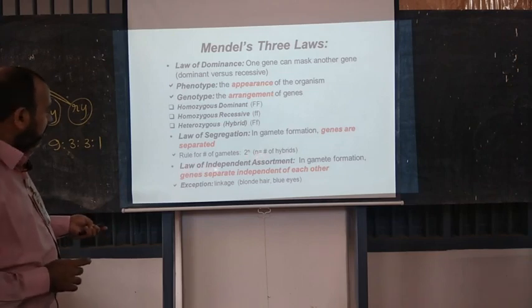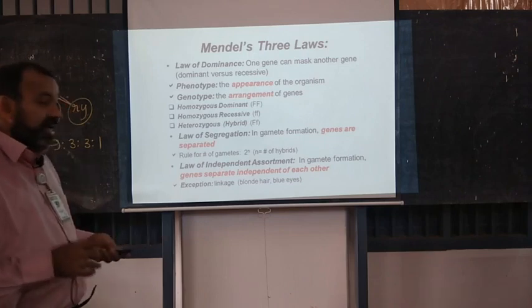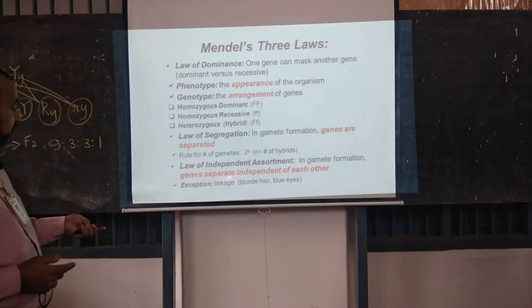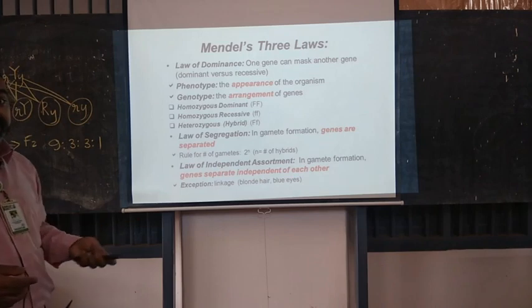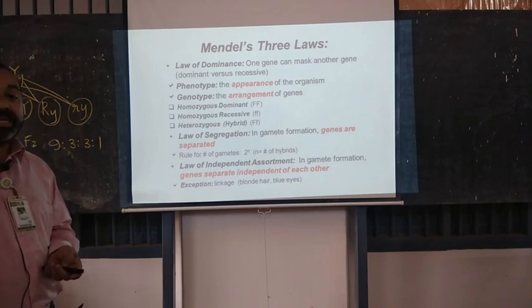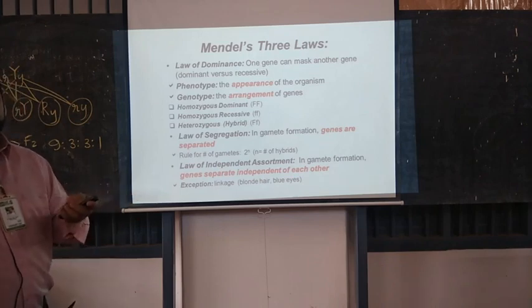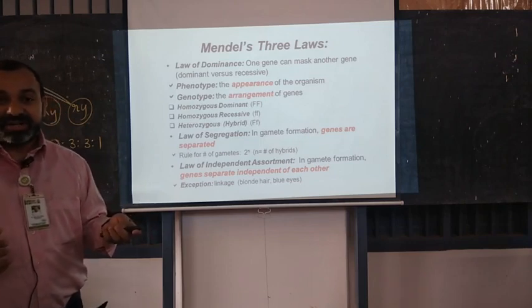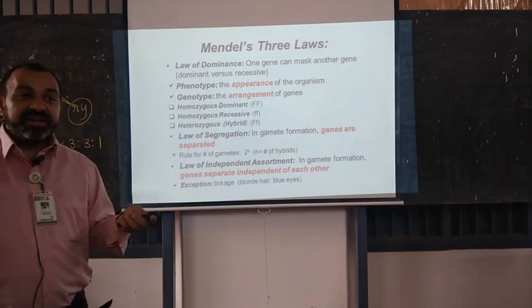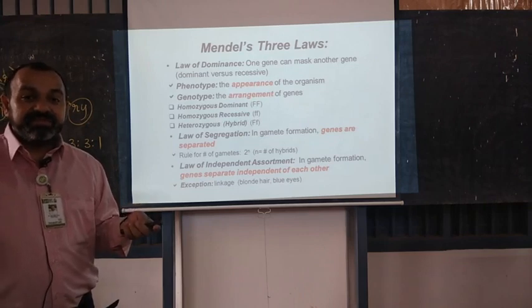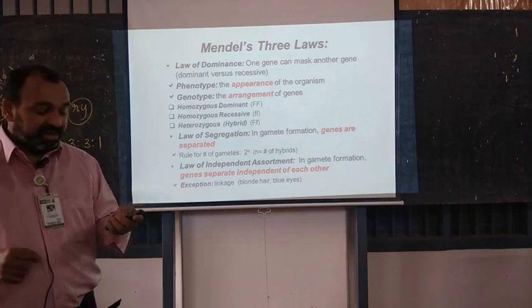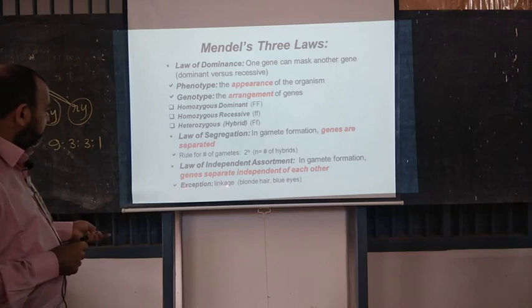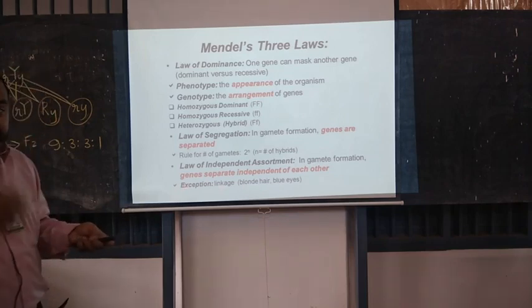And the third law is the law of independent assortment. In gamete formation, genes separate independent of each other. The allelic forms will separate independent of each other. The recessive allele is now free to make any combination. The dominant allele cannot always keep the recessive allele with it. And the exception is linkage. We will come to it later.